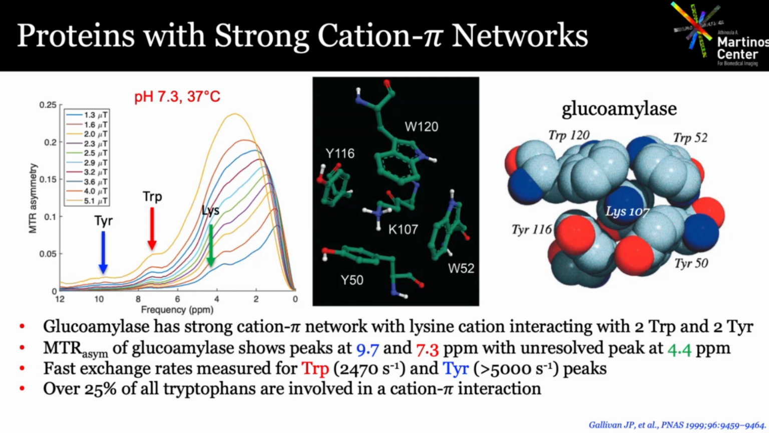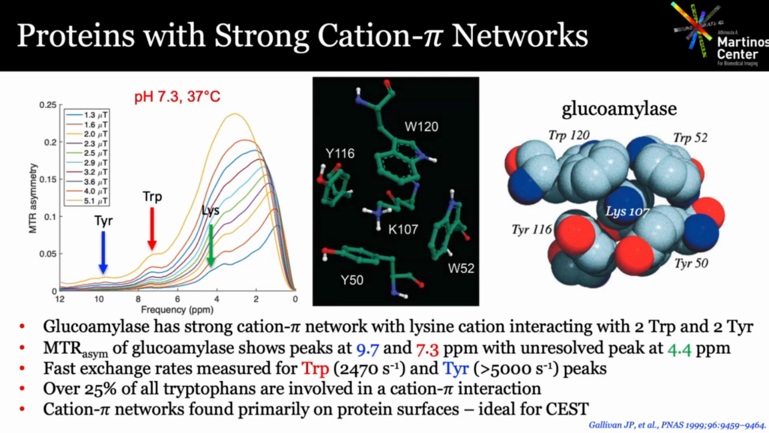And in this paper, they found that over 25% of tryptophans are involved in cation pi interactions, and that these cation pi networks are found primarily on protein surfaces. So it gives us hope that they'd be good for CEST and exchange with the bulk water pool.